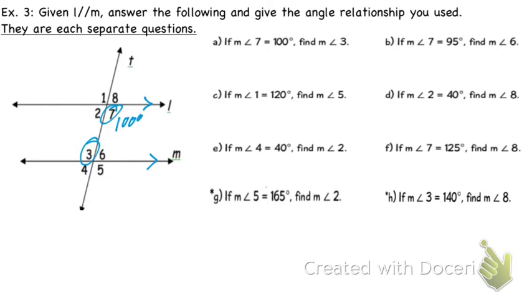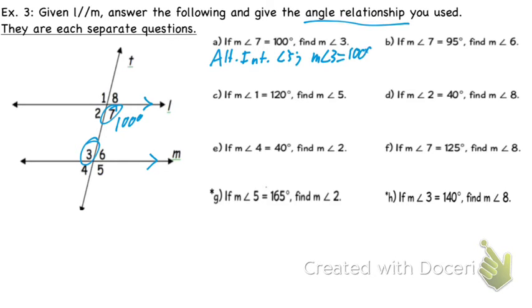Okay? These are alternating, same side, corresponding. What are we thinking? Alternate interior. They are alternate interior angles. So that's the angle relationship we use. And what's the measure of angle 3 then?